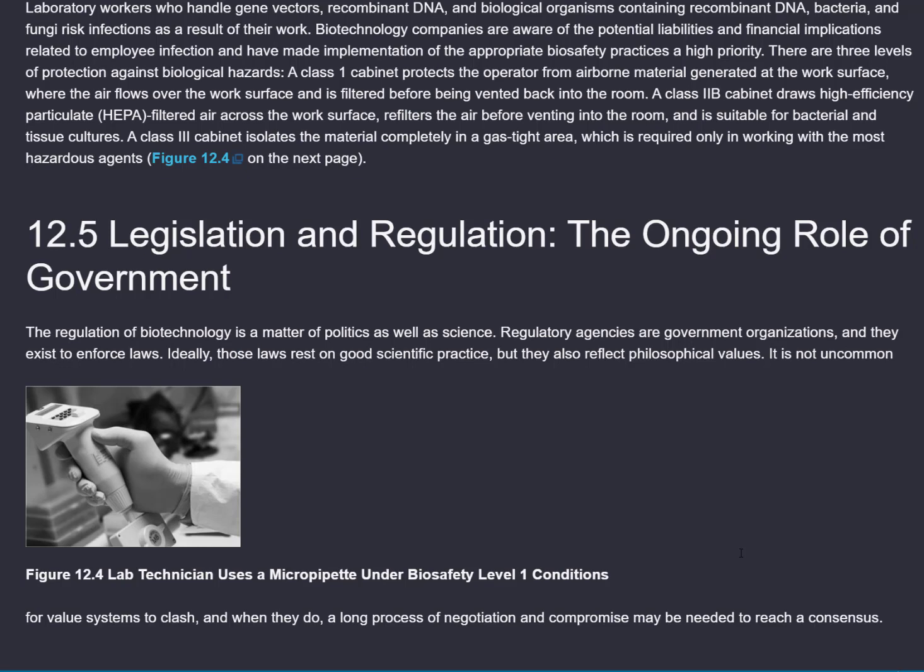A Class 3 cabinet isolates the material completely in a gas-tight area, which is required only in working with the most hazardous agents. Figure 12.4 on the next page.